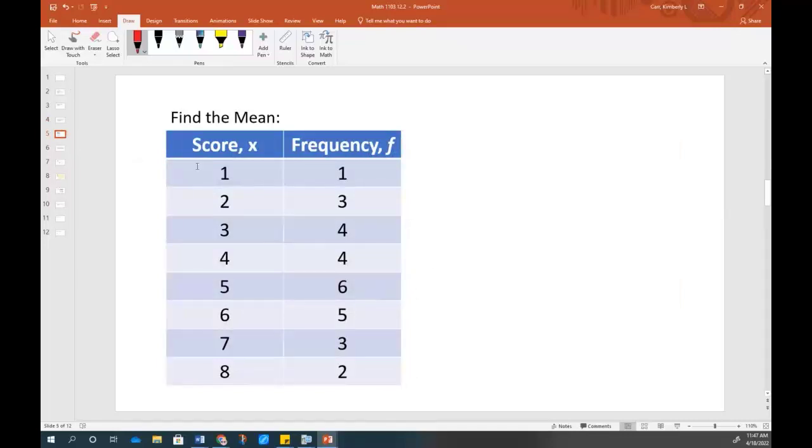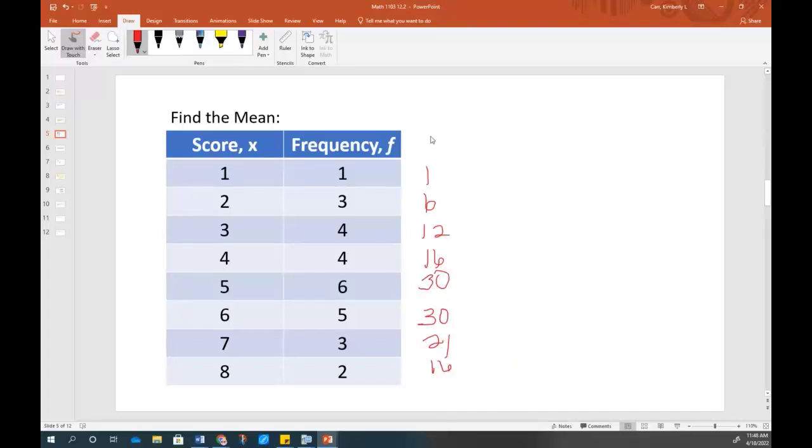So this is what that could look like. So what we want to do each time then is we want to first of all take this particular thing and multiply straight across. So as I multiply across, what we're going to have then is 1 times 1 is 1. 2 times 3 is 6. 3 times 4 is 12. 4 times 4 is 16. 5 times 6 is 30. And this is 6 times 5, so another 30. 7 times 3 is 21. And 8 times 2 is 16.